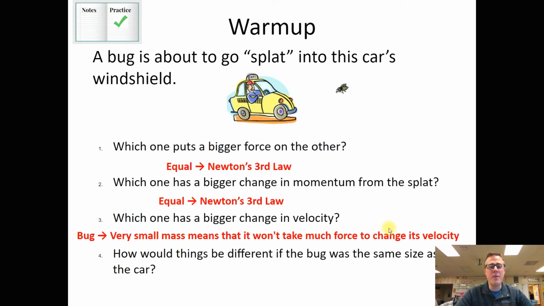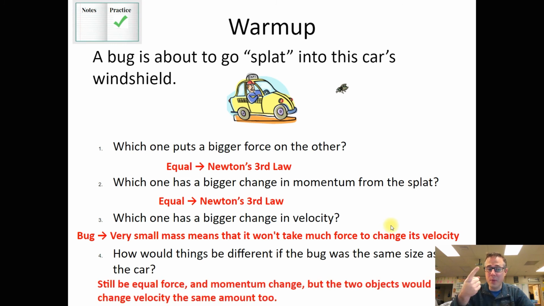Number 4, how would things be different if the bug were the same size as the car? So imagine you had a car-sized bug crashing into a car, and if they were both going in the same velocity, well, there would still be equal forces, because equal and opposite forces. Momentum would still be equal too. The thing, though, that would be different from what we've already said is that the two objects would have a similar change in velocity this way.